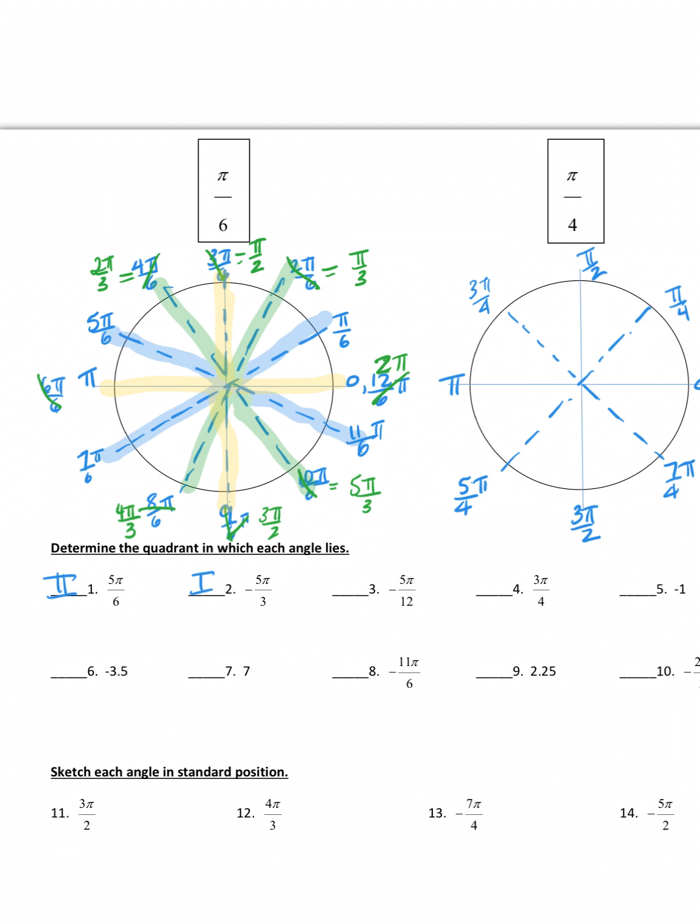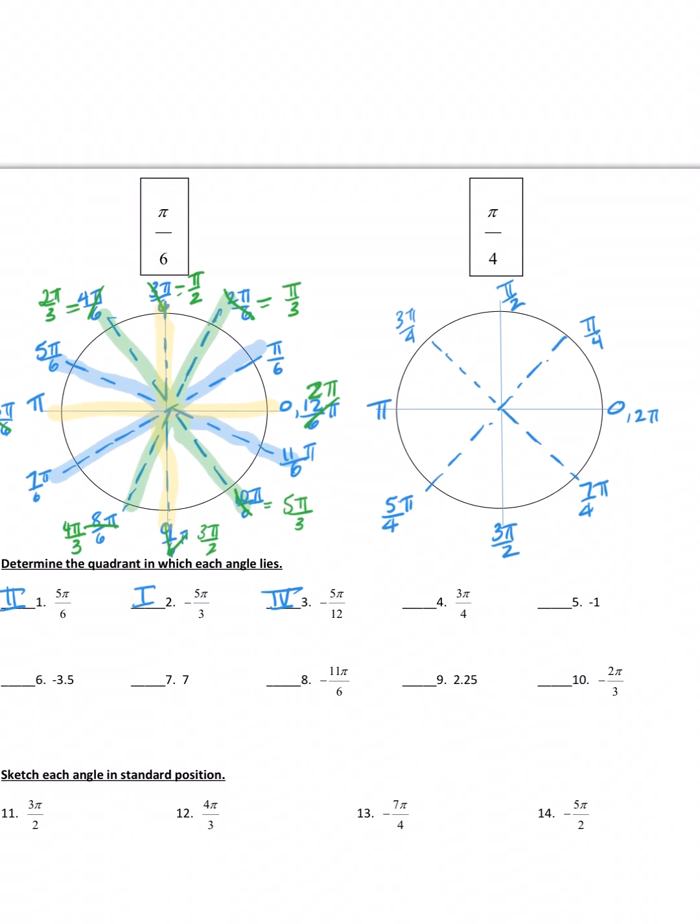Look at this one. Negative 5 pi over 12. We don't have 5 pi over 12, do we? Dang it. What do we do? Okay, so let's use some logic. Is it less than a pi? Yes. Is it less than half a pi? Because half a pi would be 6 pi over 12, right? It's less than even half a pi. So if a positive less than half a pi falls in quadrant 1, to make it negative, I just fold it down and know it's going to land in quadrant 4.